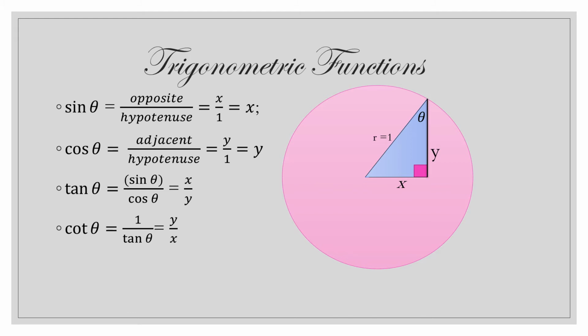Cotangent is 1 over tangent. So we just flip the tangent and we're going to get y over x. The cosecant, we define as 1 over sine, and we have the sine of the angle as x, so that's 1 over x, while the secant is 1 over cosine, and in this case is going to be 1 over y.